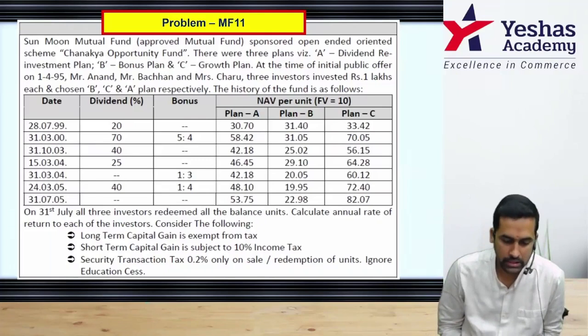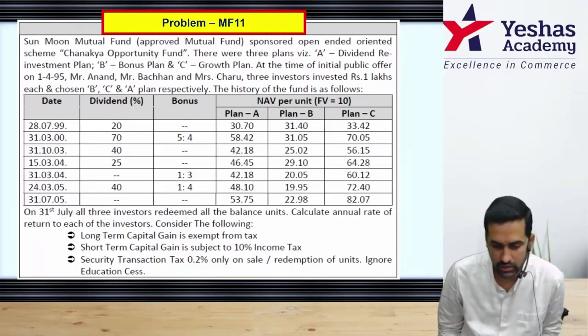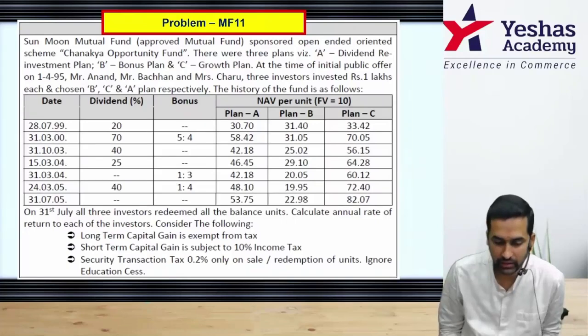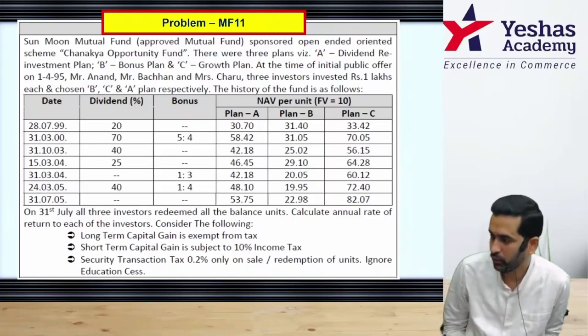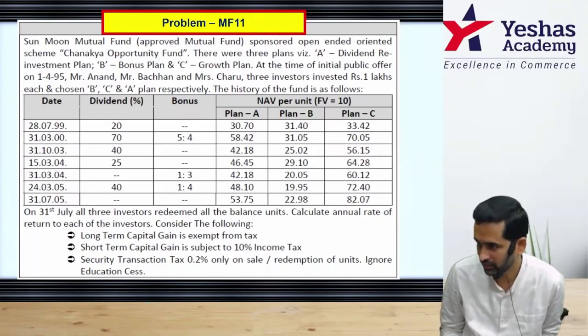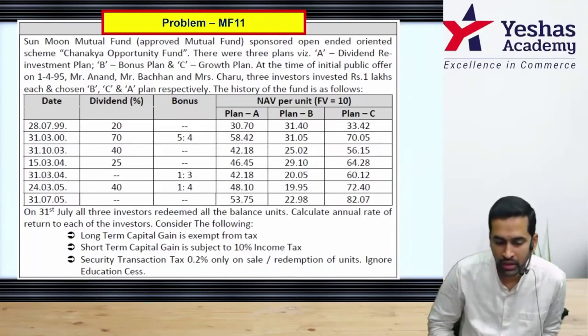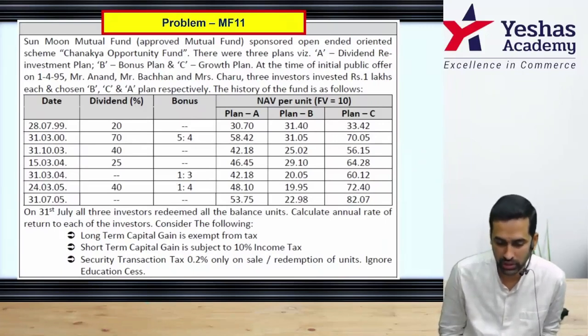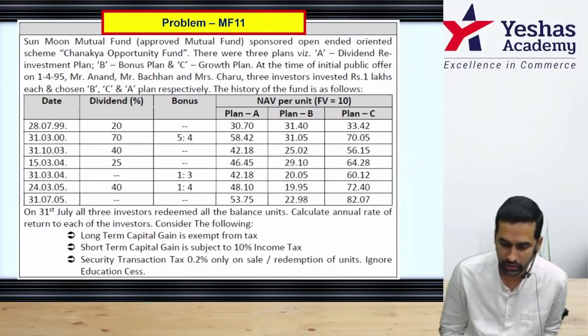Sun Moon Mutual Funds, an approved mutual fund sponsored open-ended oriented scheme, Chanakya Opportunity Fund. Now, an open-ended scheme means any day you can enter, any day you can exit. There were three plans: Plan A, dividend reinvestment plan; B, bonus plan; and C, growth plan.